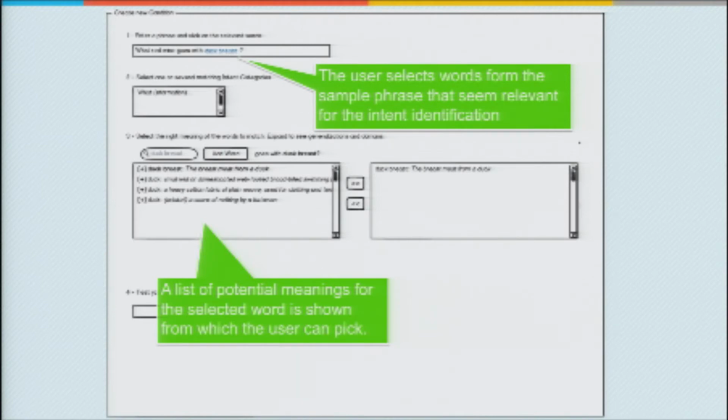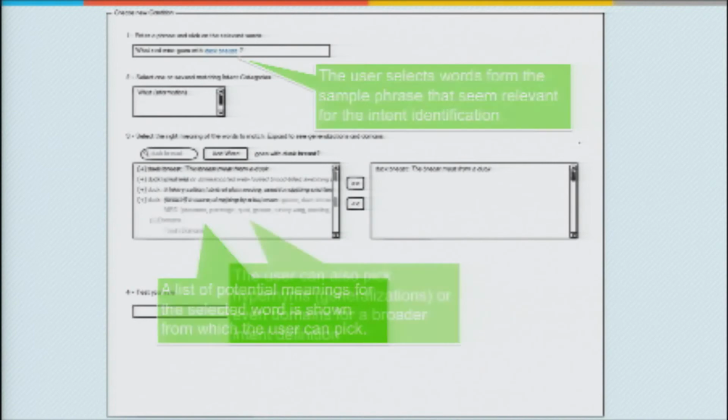A bench, for example, can be something that you sit on. It can be something in court, right? It can represent the court. To bench can mean to put some players back on the bench that had just been active on the field. So picking the right meaning is very important in the context of your bot.